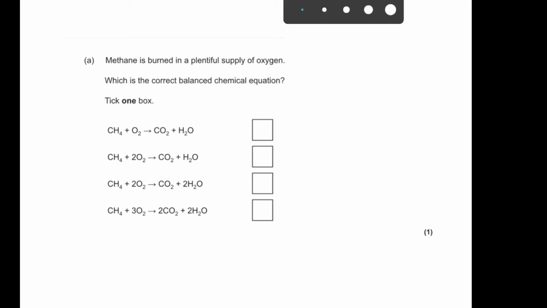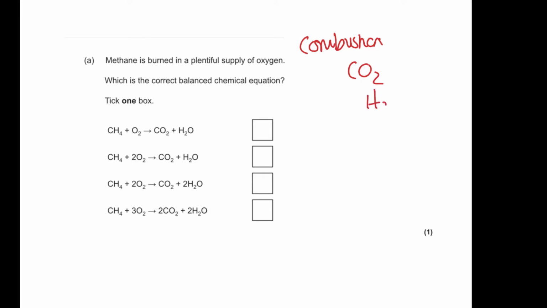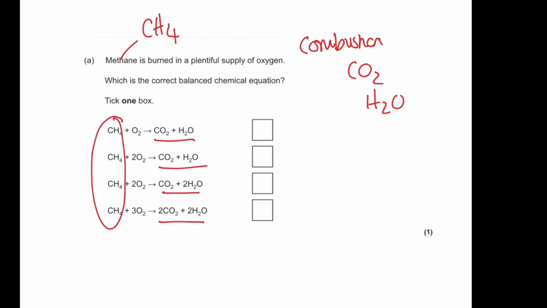So methane is burned in a plentiful supply of oxygen, which is the correct balanced chemical equation. So we're talking about combustion here. And we know that the products of combustion are carbon dioxide and water. So all of these have carbon dioxide and water as the product. So all of them at first glance could be correct. We know that methane is CH4. Again, all of these have CH4 as the starter, and oxygen, it says plentiful supply of oxygen, and they all have that as well. So we can't rule any out straight away. So what we need to look at is a bit more carefully at it.